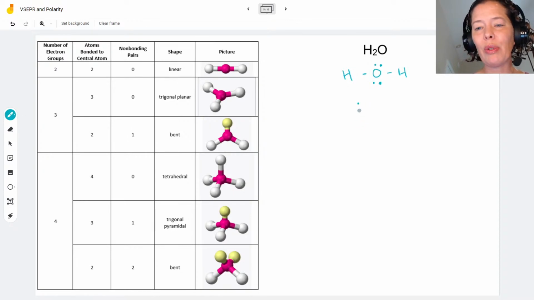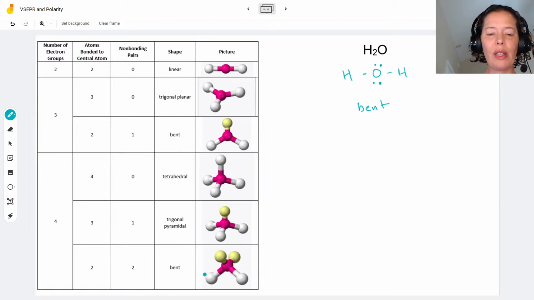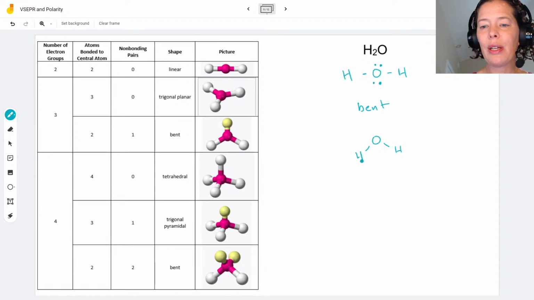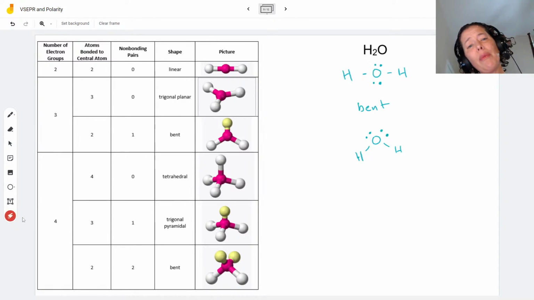First I will label it as bent. There we go. I'm going to redraw it so it looks more like this bent shape that my table gives me. So the hydrogen atoms come down and we have two non-bonding pairs. Again, remember those non-bonding pairs, those lone pairs take up a lot more space than our bonding pairs. So just like in the case of ammonia, except now we have two non-bonding pairs, it just squashes those hydrogens down and closer to each other, and the non-bonding pairs get more space up.